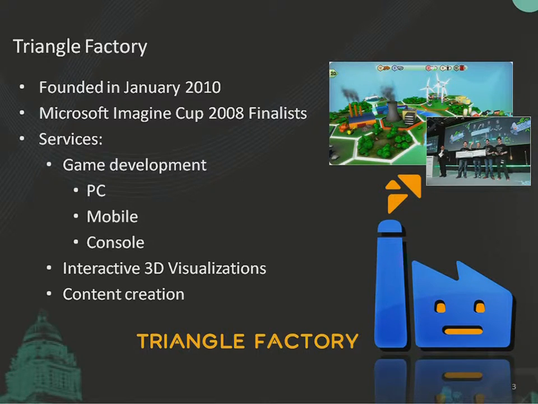And Triangle Factory delivers services in game development for multiple platforms like PC, mobile, console. And we also do interactive 3D visualizations where we try to use game technology not only for games but also for other businesses like product visualizations or educational games, things like that. And then we also do content creation if someone wants to outsource their content to another company. We make 3D models and things like that.